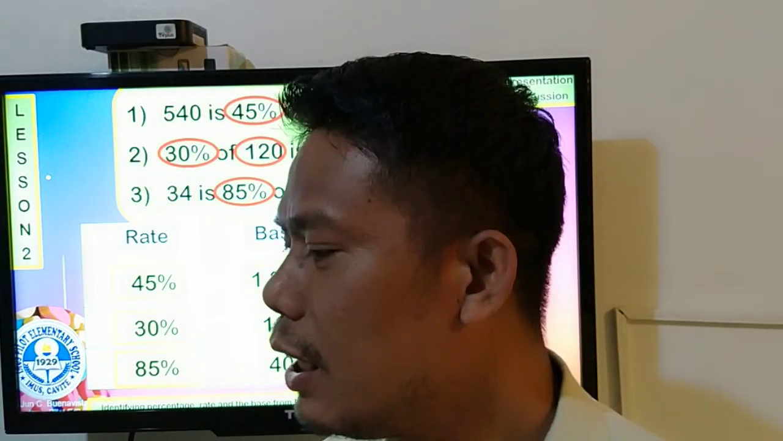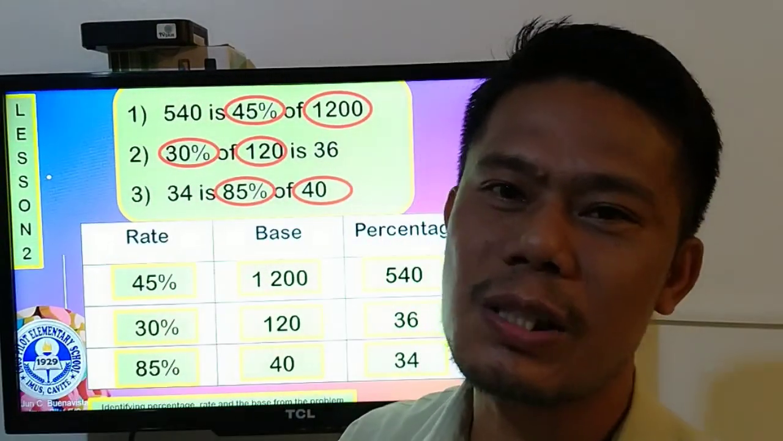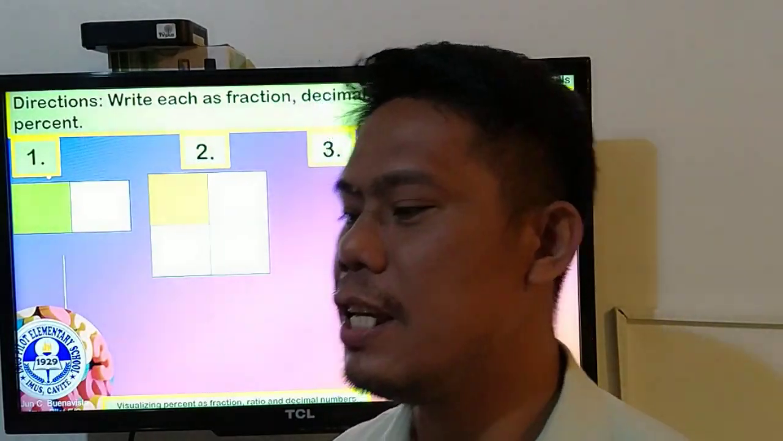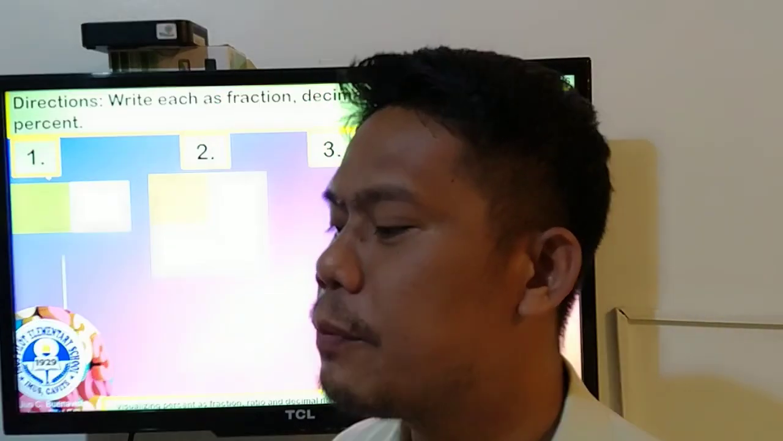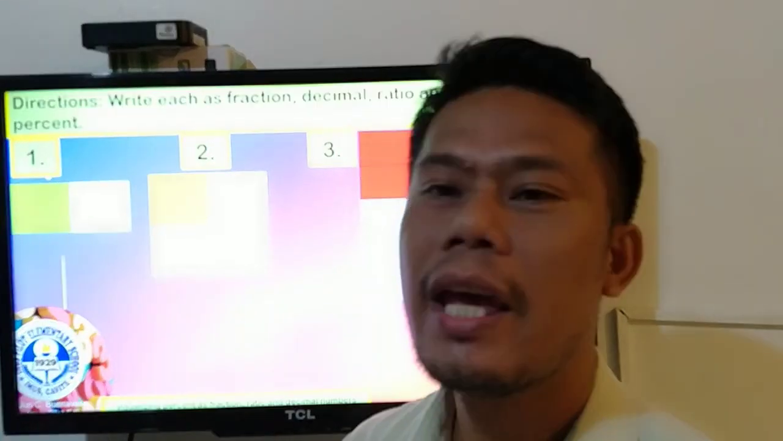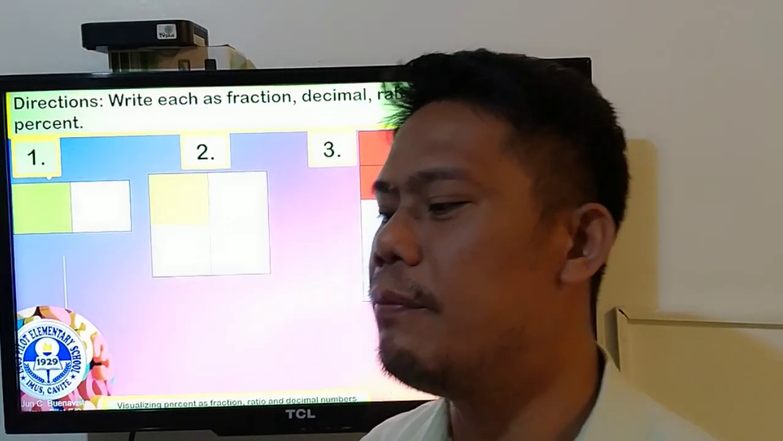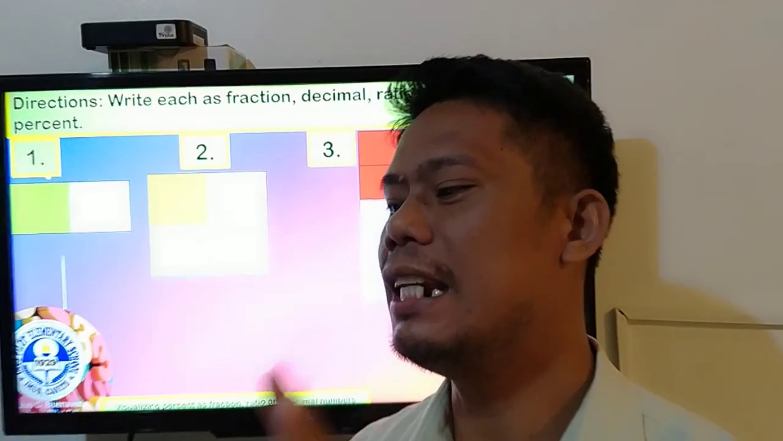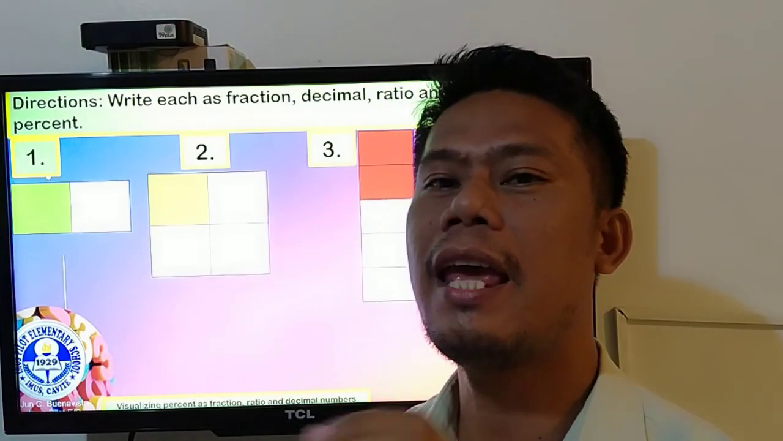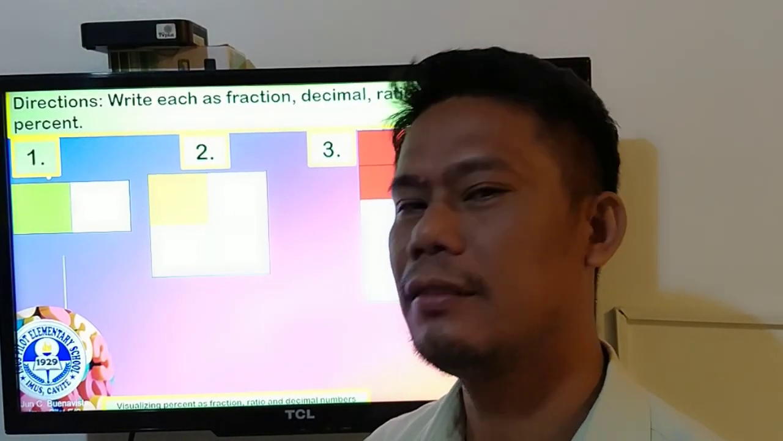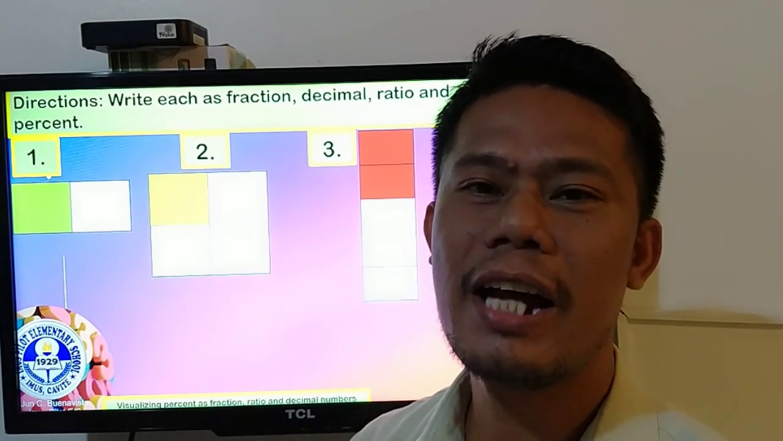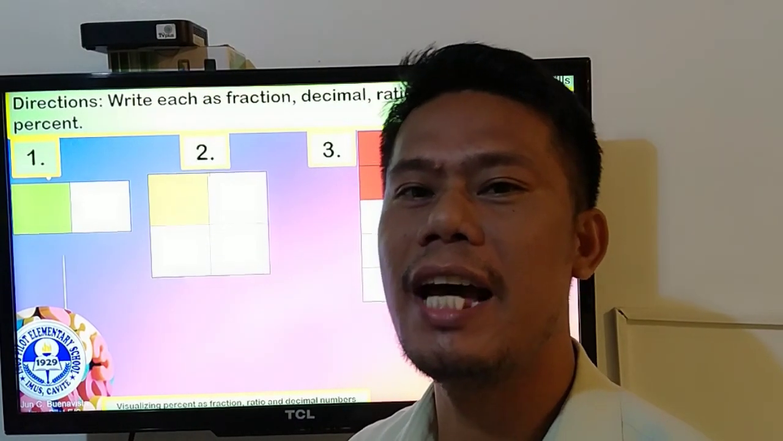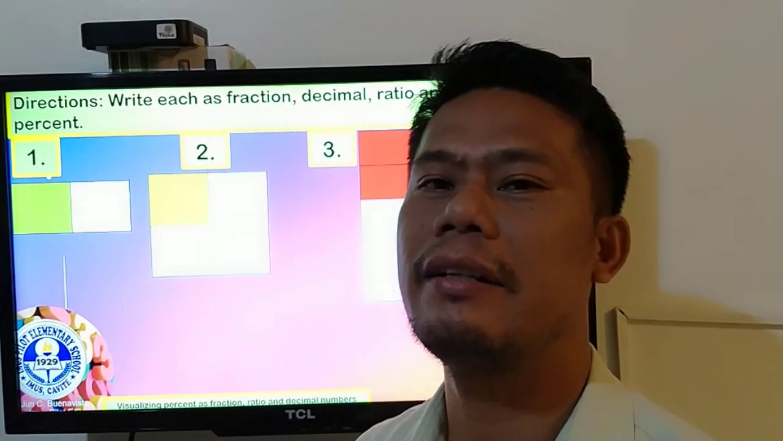Now, I'm going to give you 3 minutes to answer this. 3 minutes only. Directions: write it as fraction, decimal, ratio, and percent. So how many answers do you have? In one number, you have 4 answers. You're going to write a fraction, a decimal form, a ratio form, and a percent form. Write your answer in your pad paper. Take note, answer only. Do not draw or copy the direction.